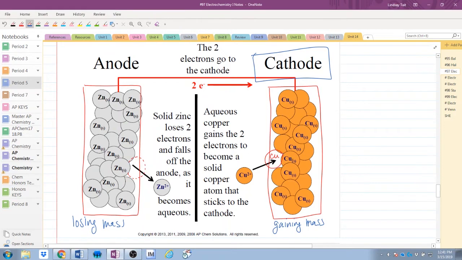Let's say one of the products of my redox reaction is a gas. What do you think that means for the total mass of your cell? If one of my products is a gas, it's probably going to be less unless you're trapping that gas. So if you're making a gas and it's bubbling out of your cell, then overall you will see a drop in mass of the cell.